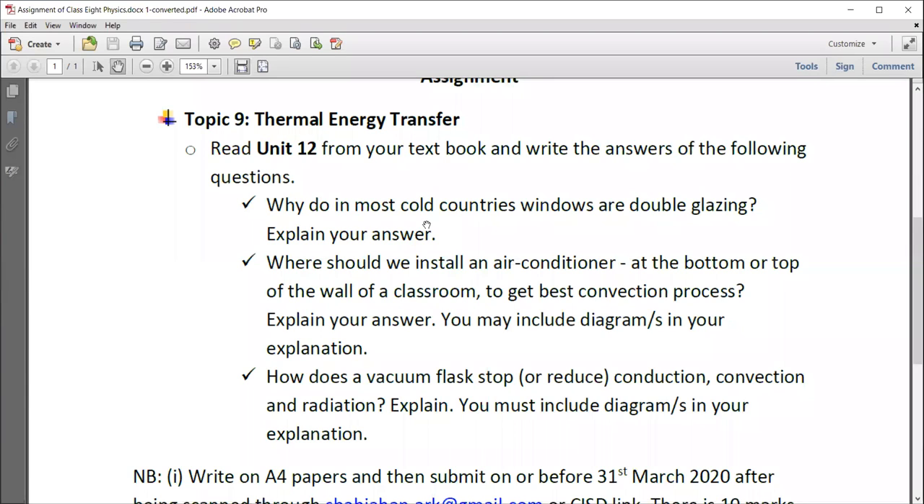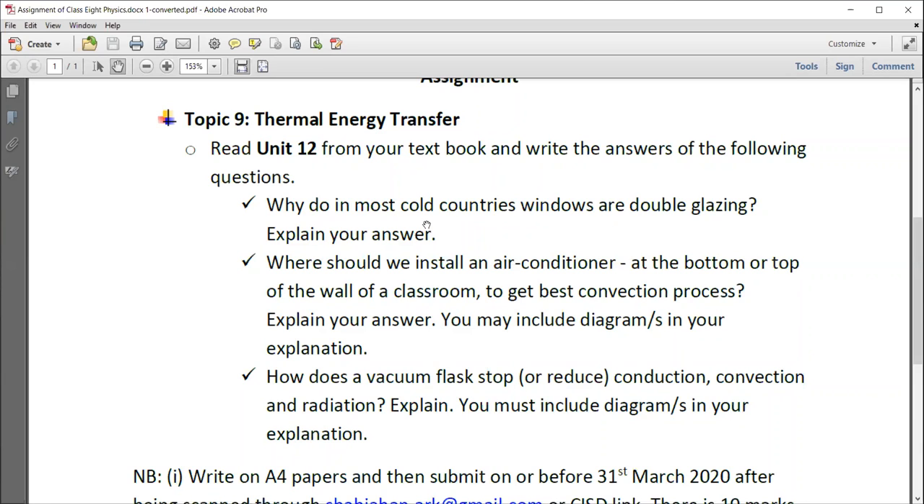And in between these two glass walls we have vacuum. You see on the right side there is vacuum. Then we have thin silvered walls of glass, then we have hot liquid, then we have a cork to hold the flask in place. This cork is also working as an insulator.